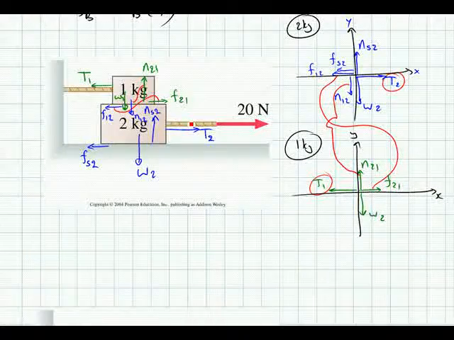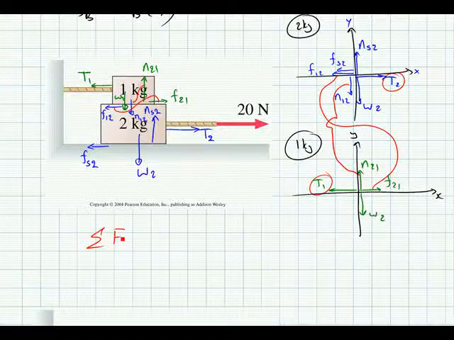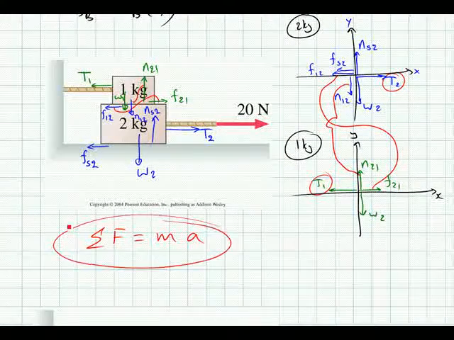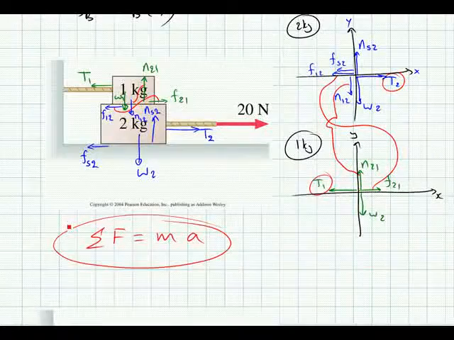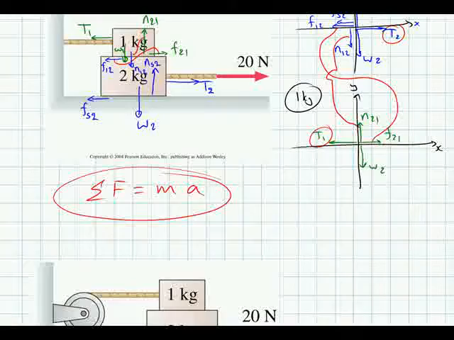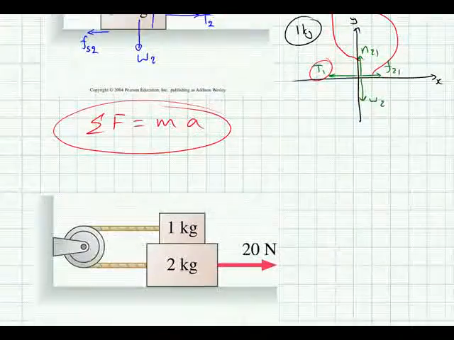So that's how you would go ahead and set it up, and then you of course apply Uncle Newton's equation: sum of the forces equal to mass times acceleration in the x and the y directions for both objects, and go about solving your math.